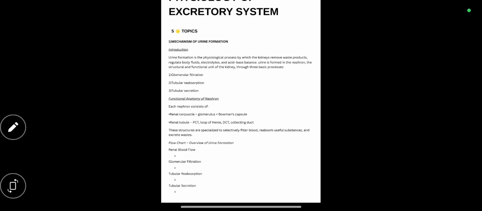Coming to the functional anatomy of the nephron, each nephron consists of two parts, the renal corpuscle and the renal tubule. The corpuscle consists of the glomerulus with the Bowman's capsule, and the renal tubule consists of the PCT, the proximal convoluted tubule, loop of Henle, distal convoluted tubule, and collecting duct. These structures collectively are specialized to filter the blood, reabsorb the useful substances, and excrete the waste. This is a simple flow chart which you can include in the exam for easy understanding and to score high.